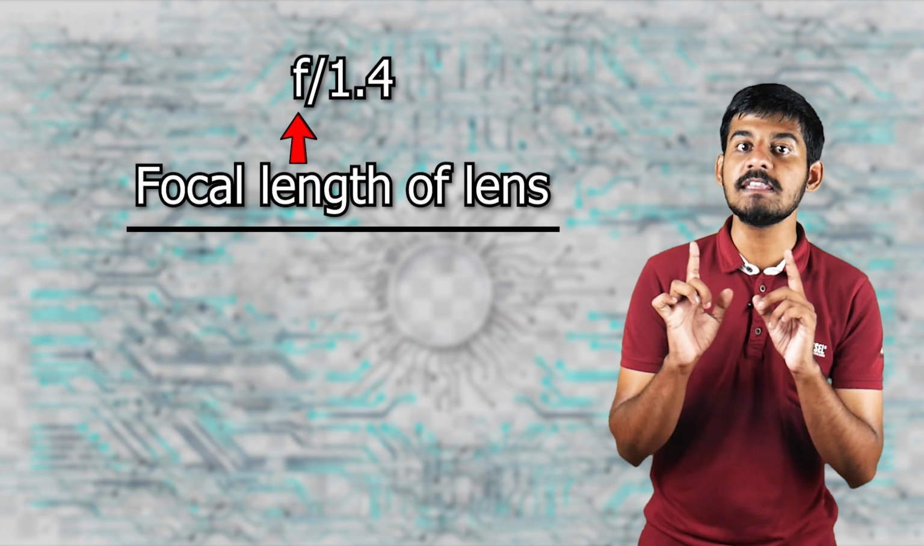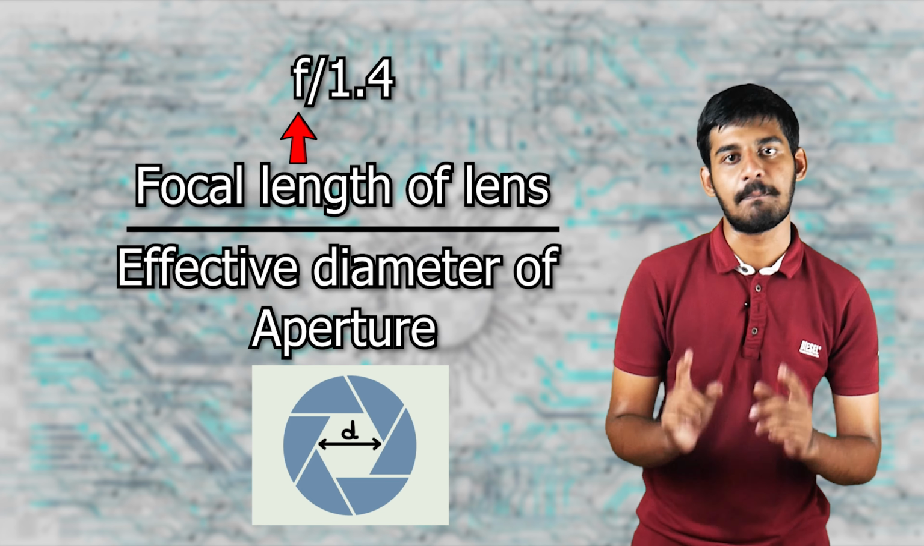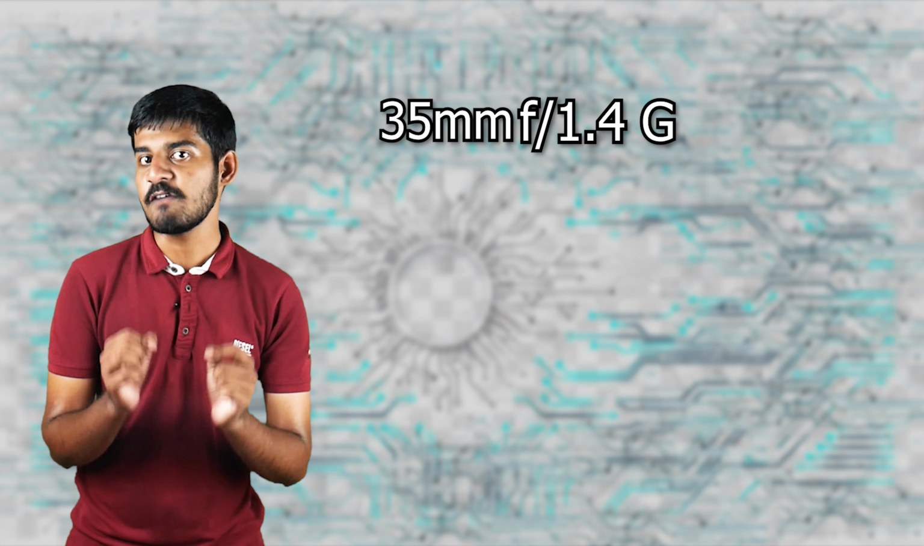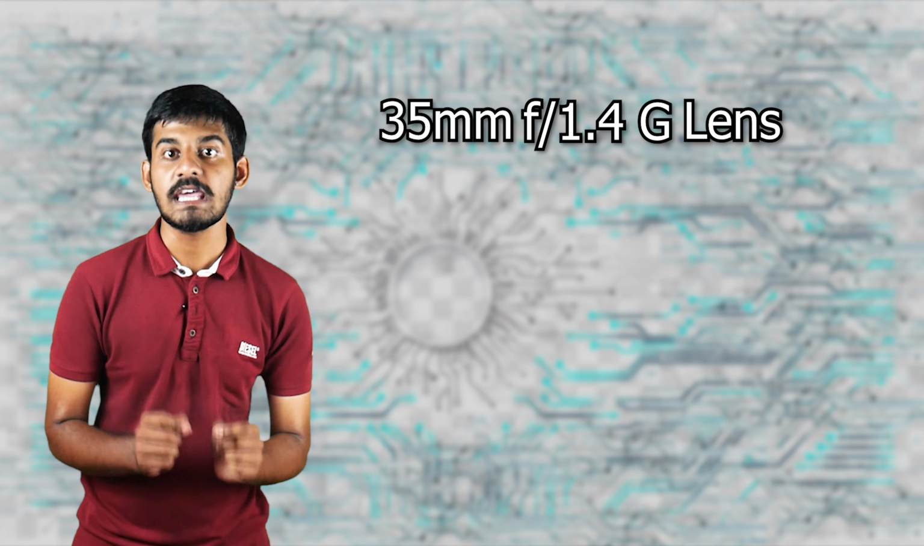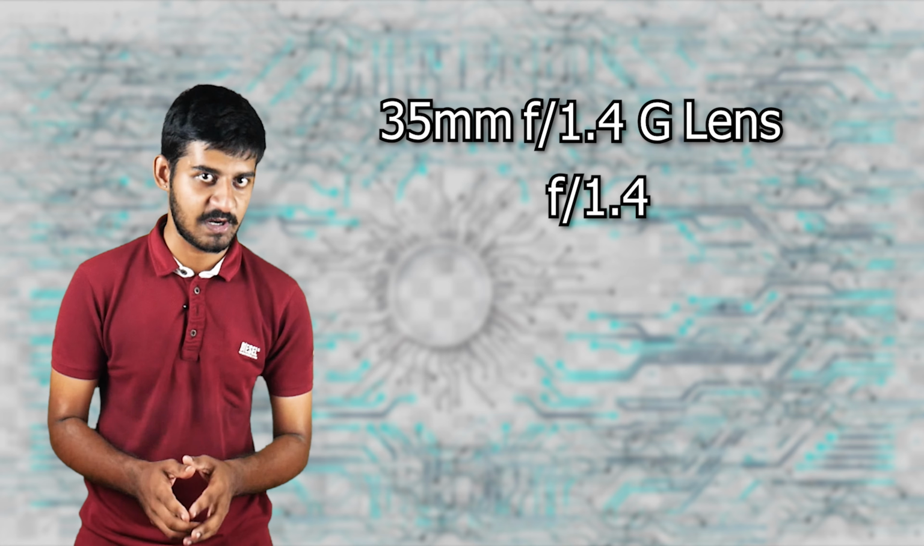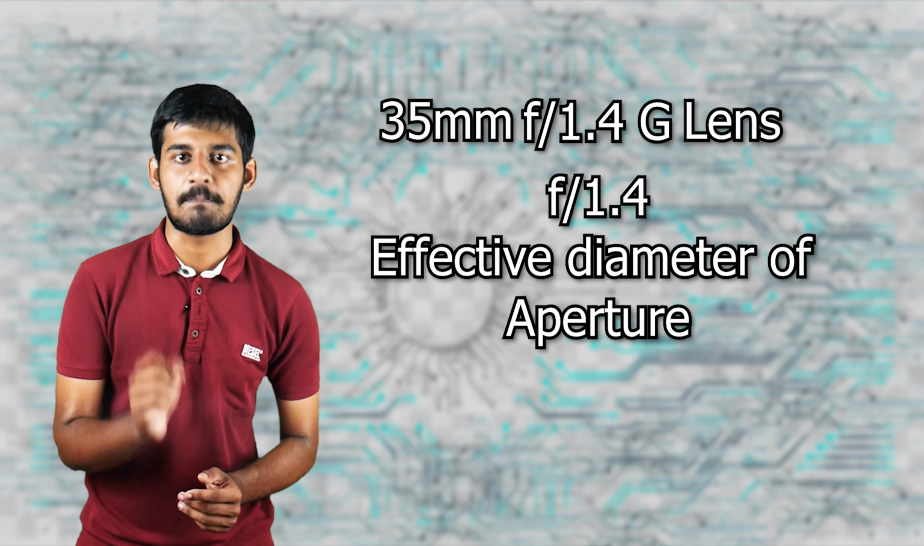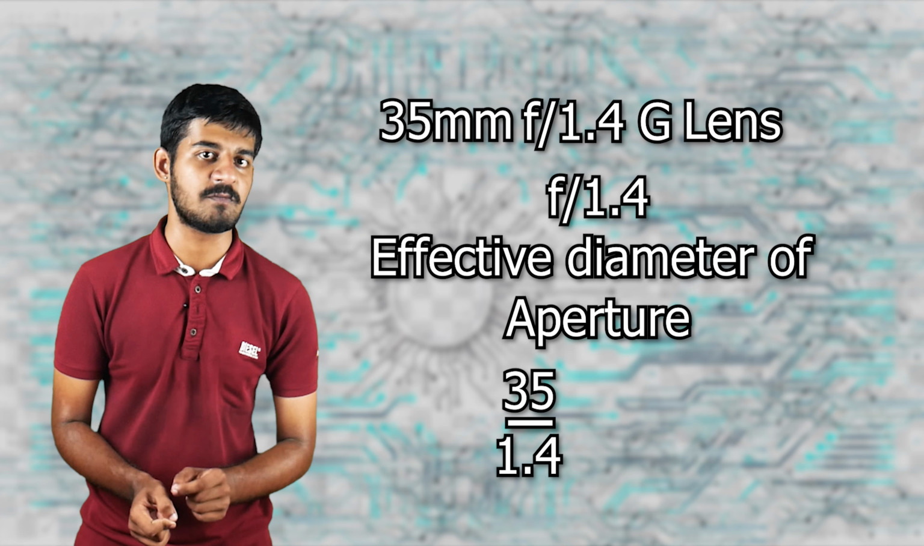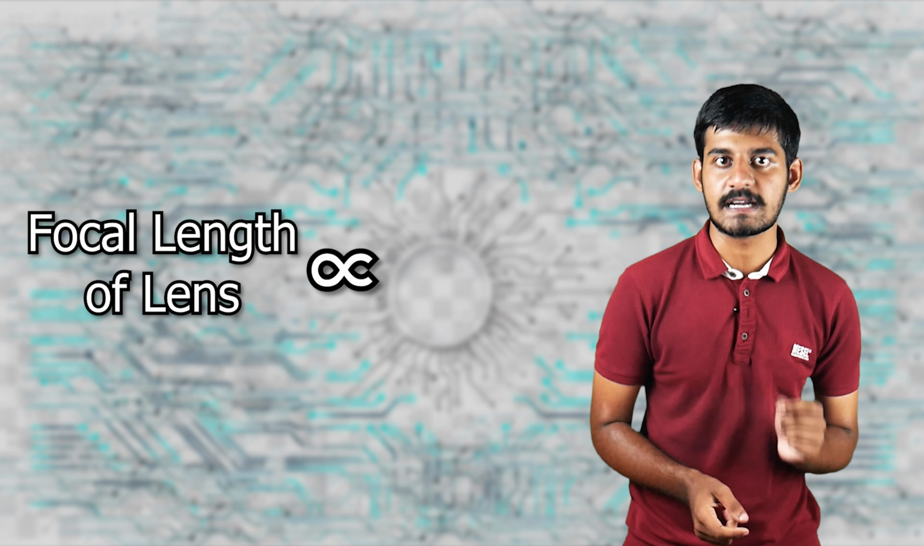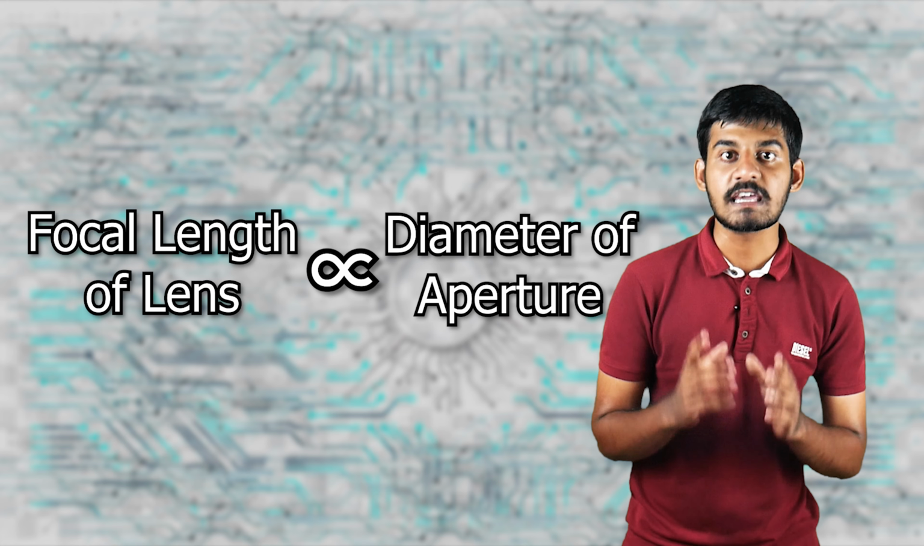The f-number is the focal length of the lens divided by the effective diameter of the aperture. So in the case of a 35mm f/1.4G lens, when the aperture is set to the maximum of 1.4, the effective diameter of the aperture will be 35 divided by 1.4, that is 25mm. Note that as the focal length of the lens changes, the diameter of the aperture at a given f-number will change as well. Then you might be wondering, how does f-stop affect photos?